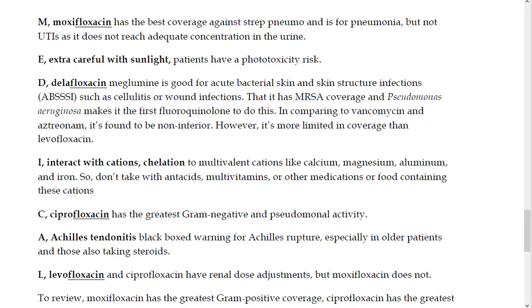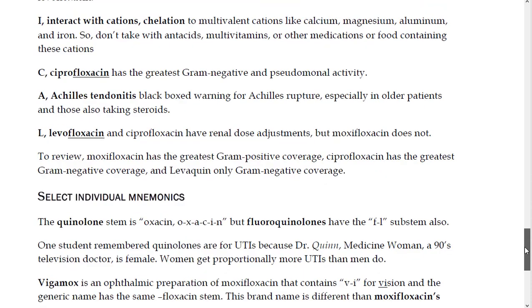That it has MRSA coverage and Pseudomonas aeruginosa makes it the first fluoroquinolone to do this. So in comparing vancomycin and aztreonam, it's found to be non-inferior. However, it's more limited in its coverage than levofloxacin. I, interact with cations, chelation to multivalent cations like calcium, magnesium, aluminum, and iron. So don't take with antacids, multivitamins, or other medications, or food containing these cations.